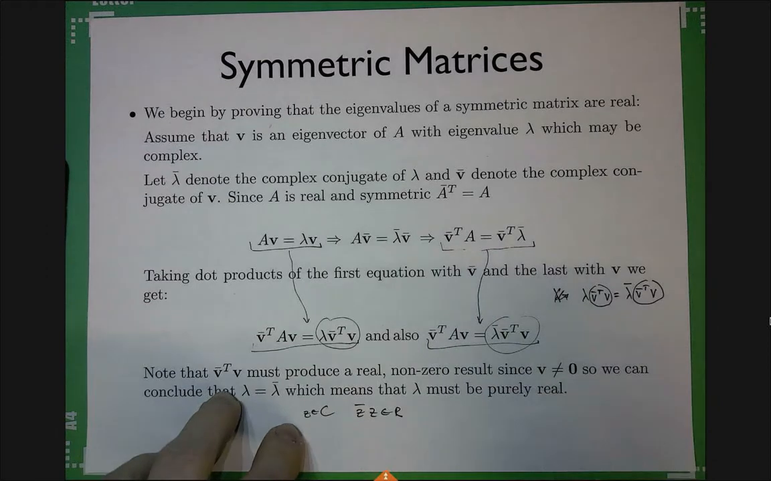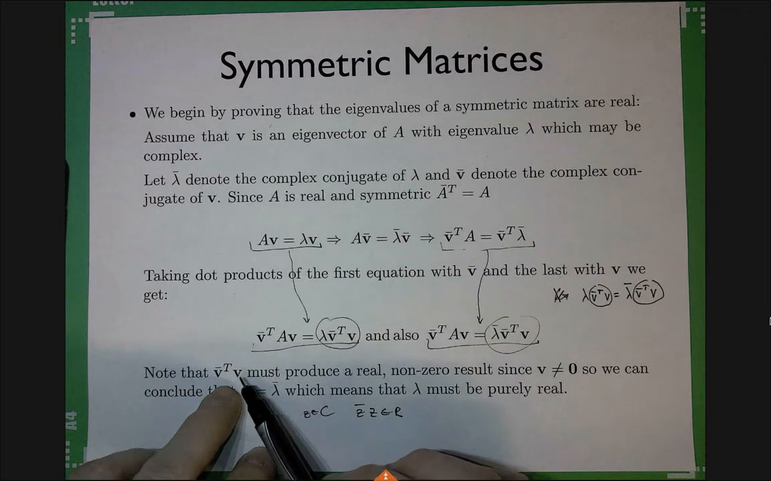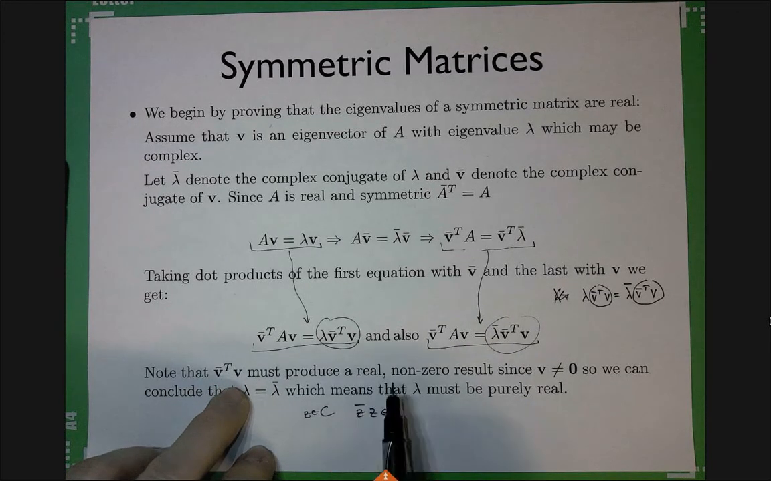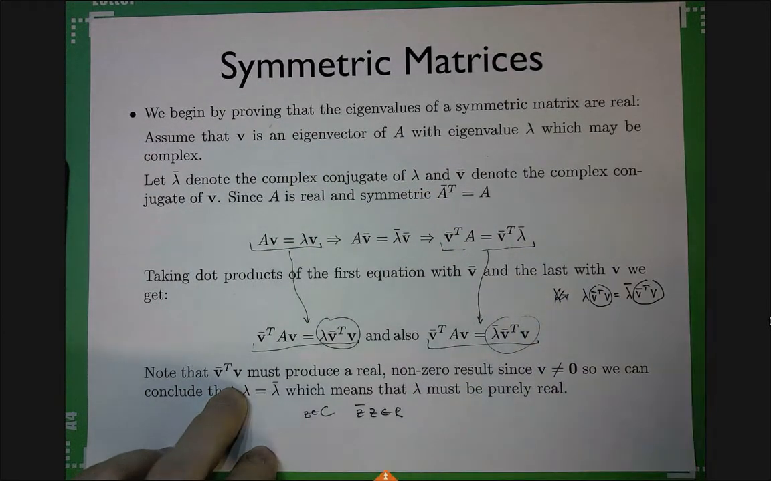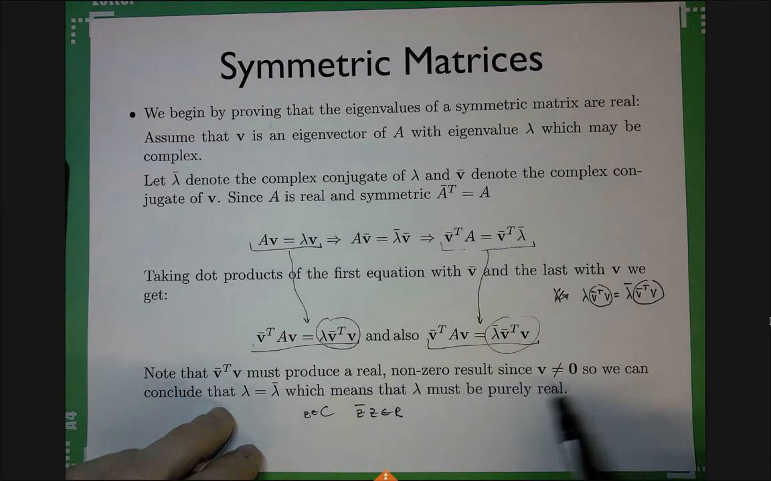Right? Do you remember that, or shall I elaborate on that? So I take it as a yes. So that means that V conjugate transpose V is a real number, and it's also non-zero, because remember V was an eigenvector, and we are not allowing zero vectors to be eigenvectors, right? We have discussed that quite extensively. So this is not allowed by the definition.